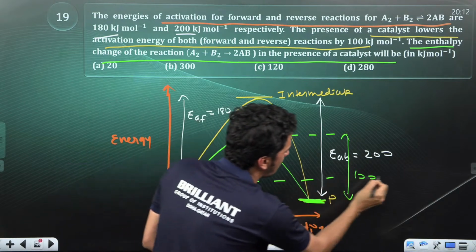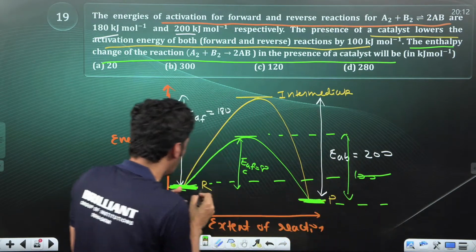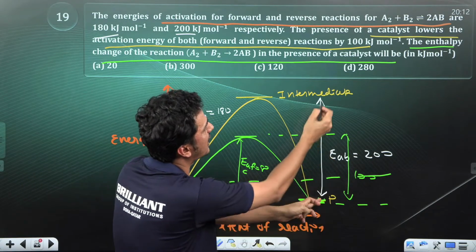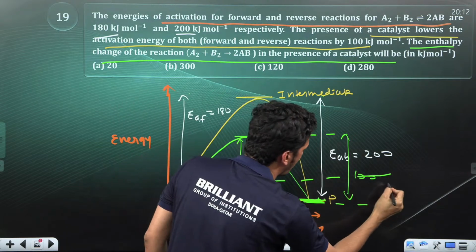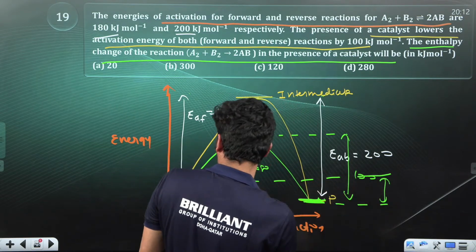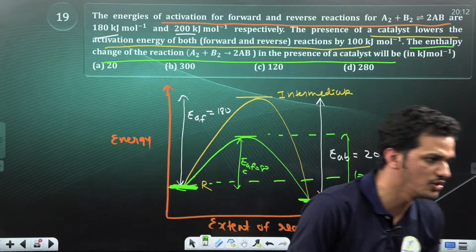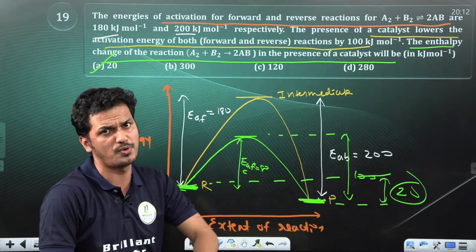So what is the enthalpy change? The reactant and product energy change is called enthalpy change. Reactant and product energy change means from here to here 200 is there. From here to here 180 is there. So the difference between them is only 20. What's the answer? 20. So option A is the correct one. I hope you guys got it.